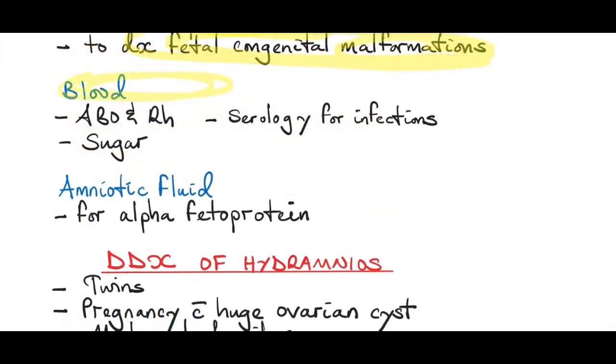Blood investigations include ABO and rhesus grouping. Remember that rhesus isoimmunization can cause hydrops fetalis, as well as fetal ascites, and these two can cause polyhydramnios. You also screen the mother for maternal diabetes. You do serology for infections. Which infections are we looking for? TORCH infections, because these can cause hydrops fetalis. You assess the amniotic fluid for alpha fetoprotein. If the alpha fetoprotein is markedly increased, this can tell you that the fetus has an open neural tube defect like anencephaly or open spina bifida.